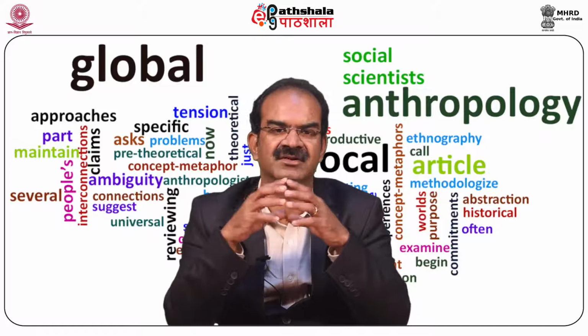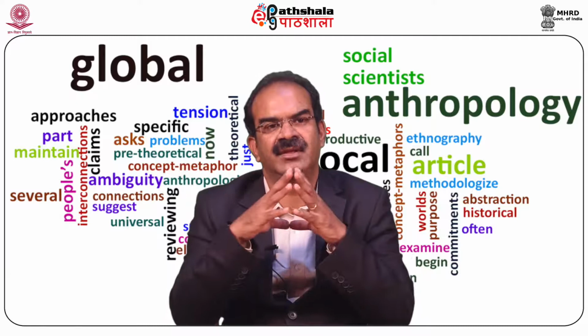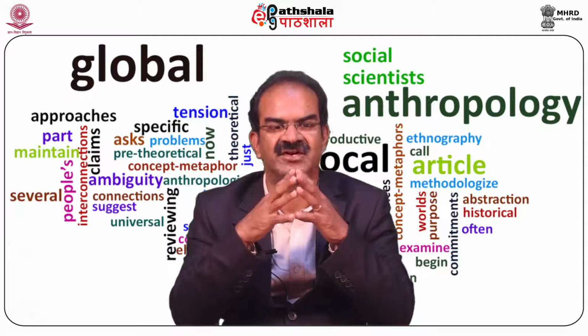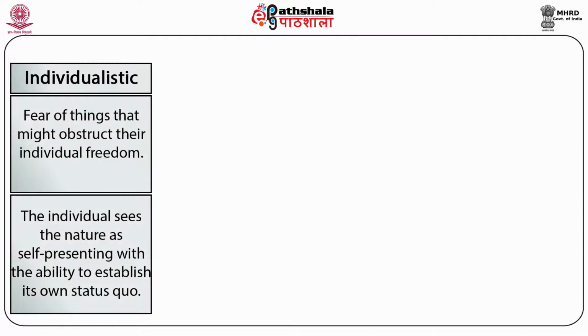Now, let us see how different kinds of characteristic features or groups, under which people behave at an unconscious level, are manifested at a conscious level. If the culture promotes individualistic things, then an individual's whole thinking process is centered around the fear of things that might obstruct individual freedom. Meaning that the individual is free to do many things, but if something comes in between, he becomes thwarted, deterred, because something is obstructing the freedom.